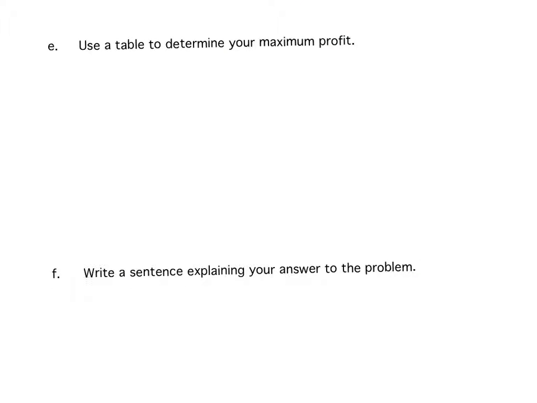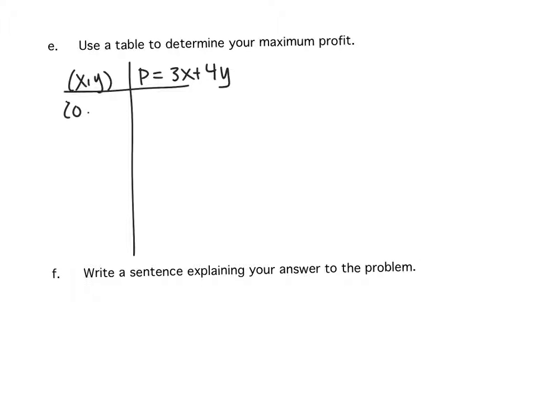Okay, we still have to find the maximum. So it says use a table to determine your maximum profit. One side of the table, we're going to put our points. One part of the table, we are actually going to calculate the profit. So I think our points were 0, 0, 120, 0, 0, 100, and 40, 80. Can somebody verify that I copied everything right? Yeah. Is that the right objective? Okay, so now we got to plug them in.